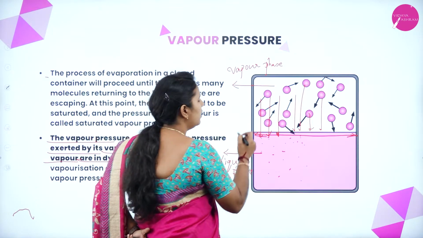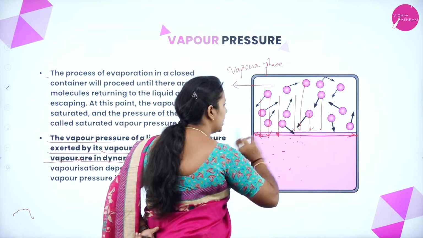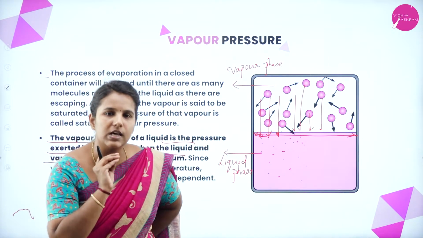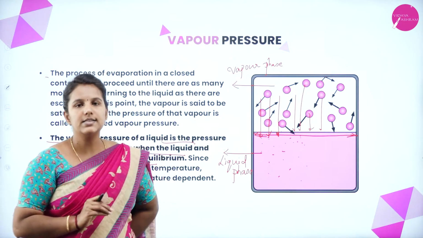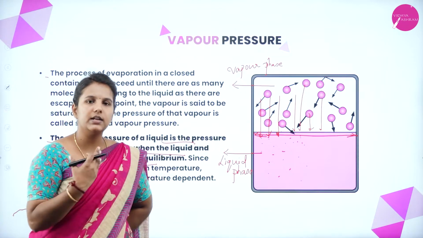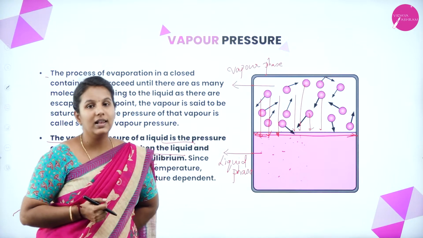During that state, these particles, when they condense back, exert some pressure on the surface of the liquid. That is said to be vapor pressure, and it is exerted by the vapors of the liquid on the surface of the liquid.